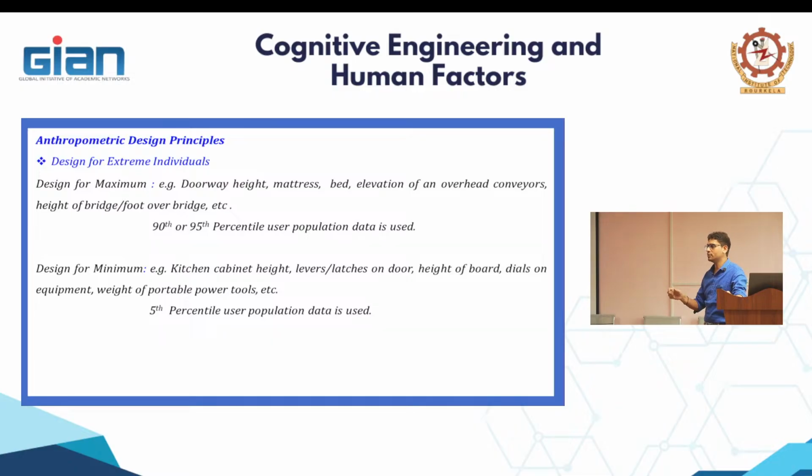That means you are taking a population size and out of that you are obtaining the 90th percentile data, and you are saying what is the maximum height of this particular group who are going to utilize this facility. So if the maximum height person can come in and go out, that means everyone below that can easily come and go out. Right.